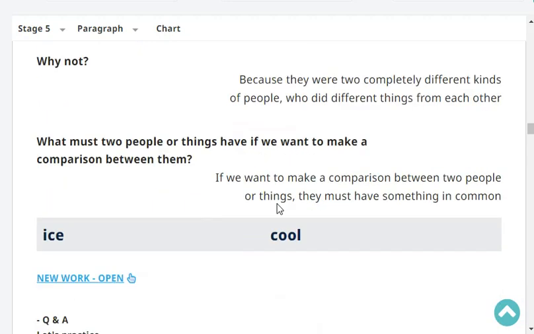What must two people or things have if we want to make a comparison between them? If we want to make a comparison between two people or things, they must have something in common. Very good.